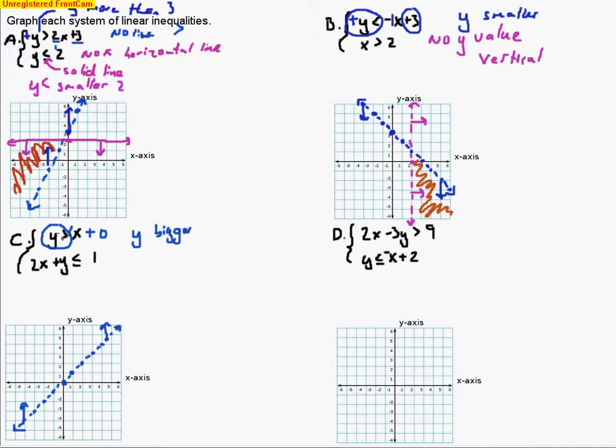And this one, we've got to do some work. Y is not by itself. So let's go ahead and move that x term over. I'm going to subtract 2x from both sides. And let's see what we've got left over. We've got y is less than or equal to negative 2x plus 1.